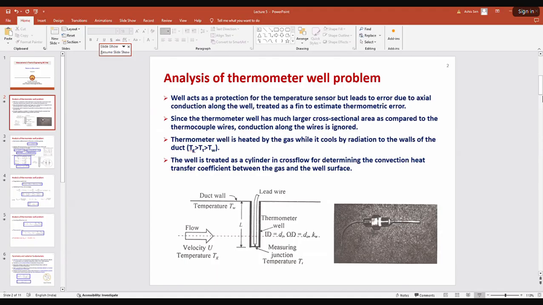I was trying to ask about without a well. For this case, the well is a cylindrical type. But if we are having no well, and the duct has a square or rectangular cross section, and we position the thermocouple on that surface, will it help to get a refined reading?